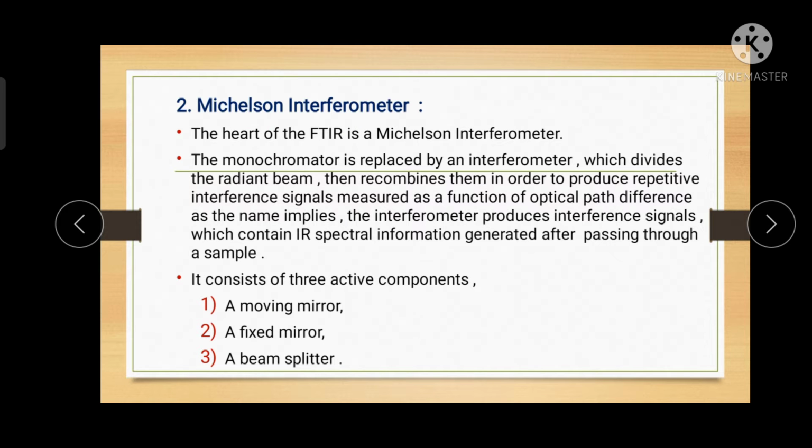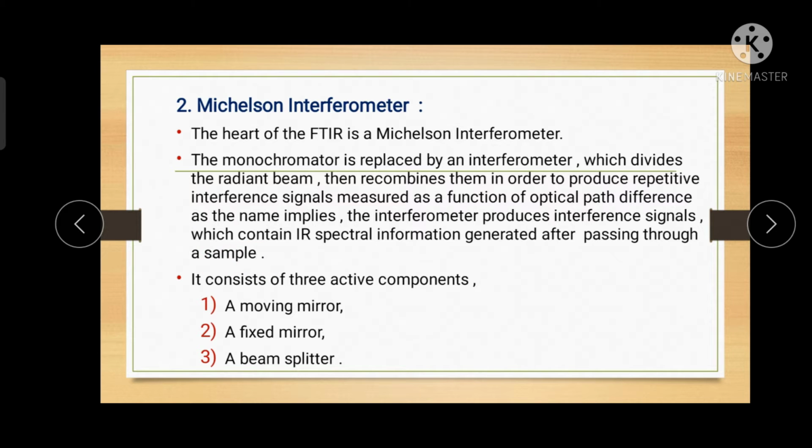Now the next, second part, is the Michelson interferometer, which is the main part of FTIR spectroscopy. The heart of the FTIR is the Michelson interferometer. The monochromator is replaced by an interferometer which divides the radiant beam, then recombines them in order to produce the repetitive interference signals measured as a function of optical path differences. As the name implies, the interferometer produces interference signals which contain the IR spectral information generated after passing through the sample.